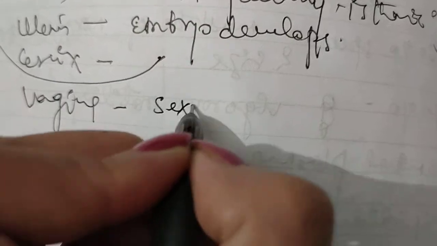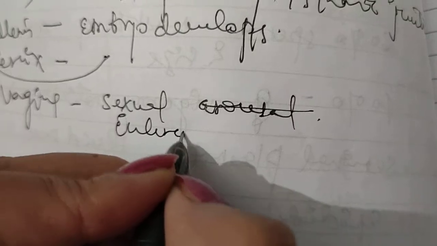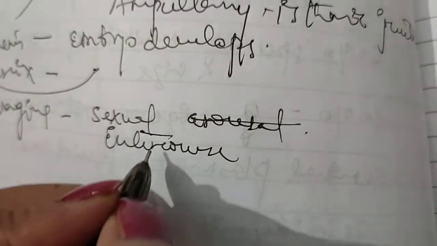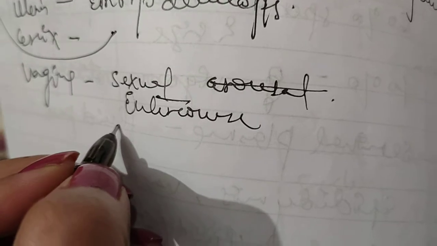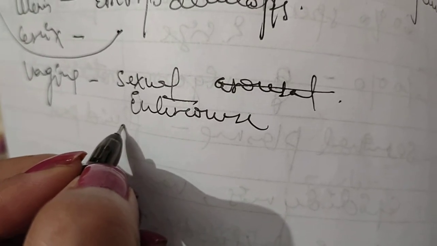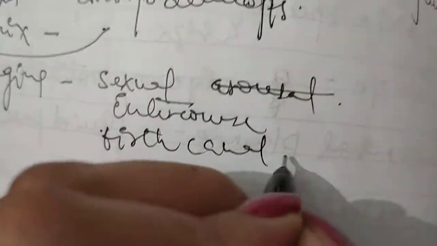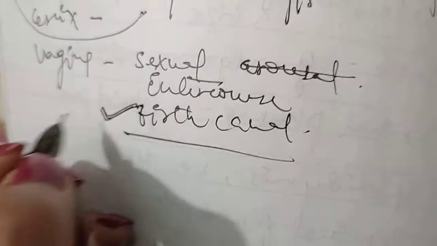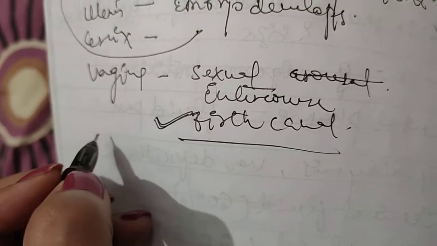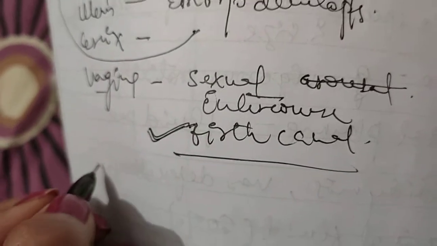Then vagina, this is the organ for sexual intercourse. And it produces lubricating fluid, and this is also the birth canal. Point to be remembered, this is also asked many times: which organ acts as a birth canal? So this is vagina.